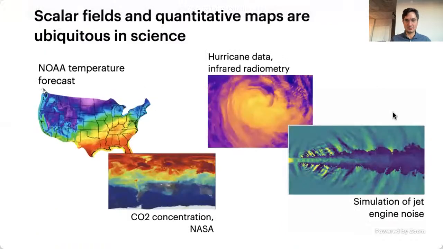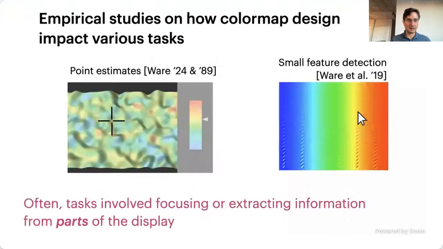This is a talk about scalar fields and quantitative maps, which are pretty ubiquitous in science and often used to communicate critical data. Like you see them being used to show things like hurricane projections or data about the climate crisis, which makes them important to study empirically. And there has been quite a bit of work to try to measure the perceptual affordances of these representations in various tasks. So studies have looked at things like extracting point estimates at specific map locations or detecting small features in a field. These are useful studies and very useful information.